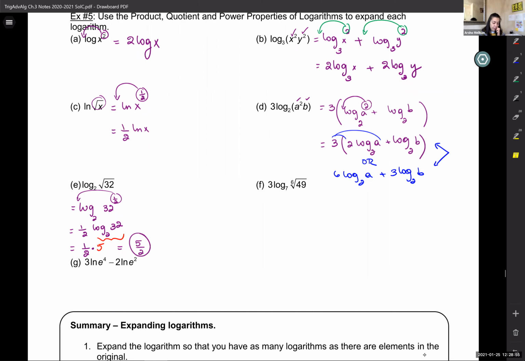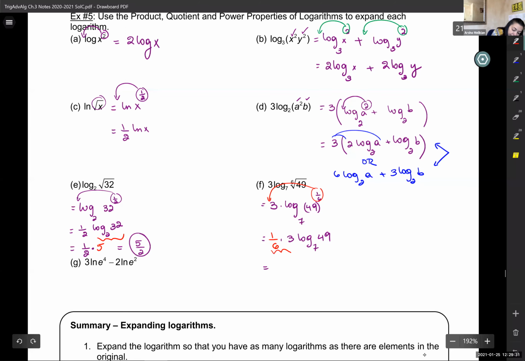Okay, next. This one. This is 3 times log 7 of 49 to the power of 1/6. Okay, the 1/6 comes down all the way in front of the 3. So now, 1/6 times 3, that's 1/2, times, how much is this? Log 7 of 49. 2, right? 7 to the power of 2 is 49. So all that gets reduced to 1. Oh my God, who knew? That complicated thing is just a 1.